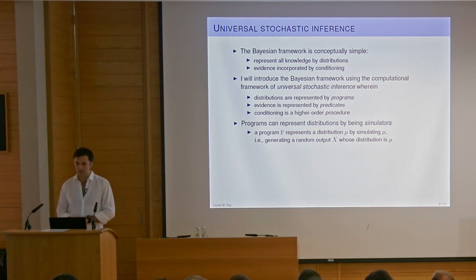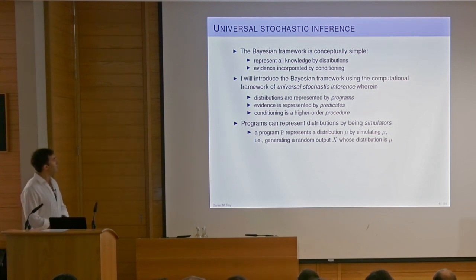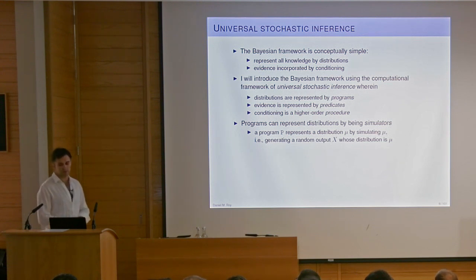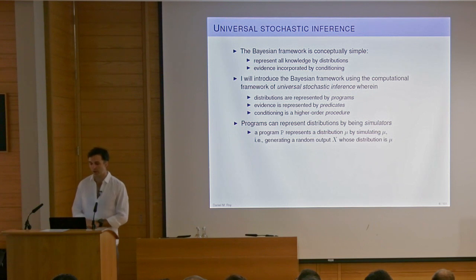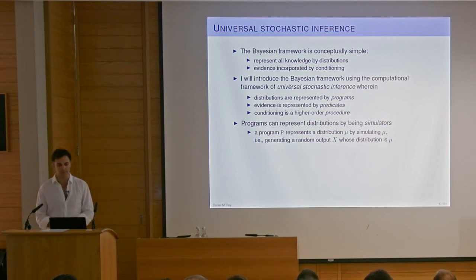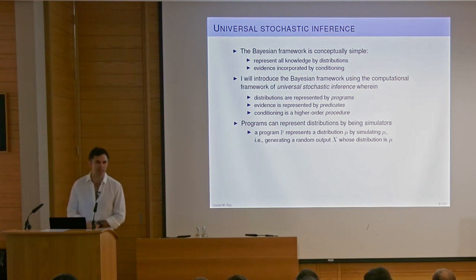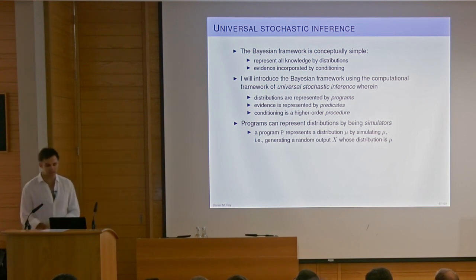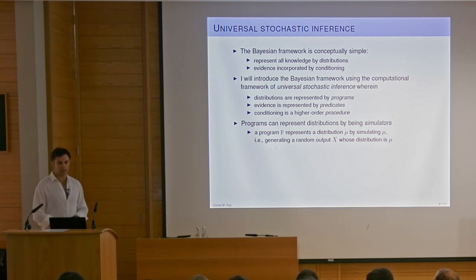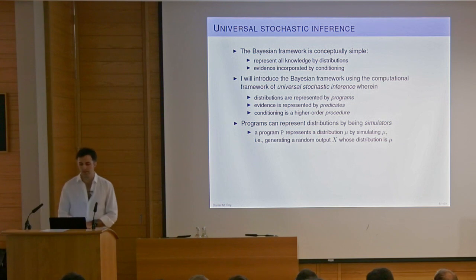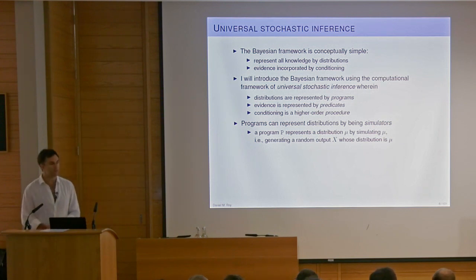The tweak, which is a bit unusual, is that I'm going to introduce this Bayesian framework using a computational framework, which for the purpose of this talk I'm calling universal stochastic inference. So probabilistic and stochastic are often synonyms. I'm distinguishing here: stochastic means we're going to be talking about algorithms that are randomized.